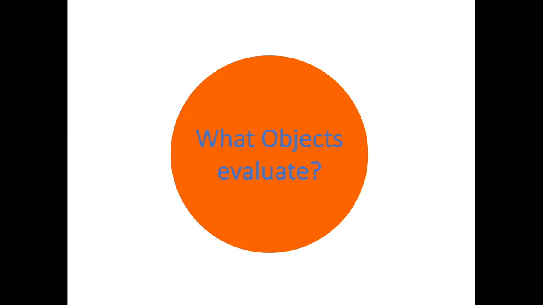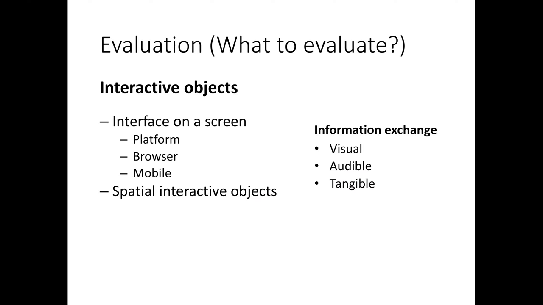What objects do we evaluate usually? We evaluate different things. All interactive objects need to be evaluated. So interactions need to be set up and evaluated. We can evaluate an interface on a screen, like a platform, a browser, a mobile interface, or we can evaluate special interactive objects. We can go deep and evaluate specific things within our product, like visual, audible, tangible, and so on.